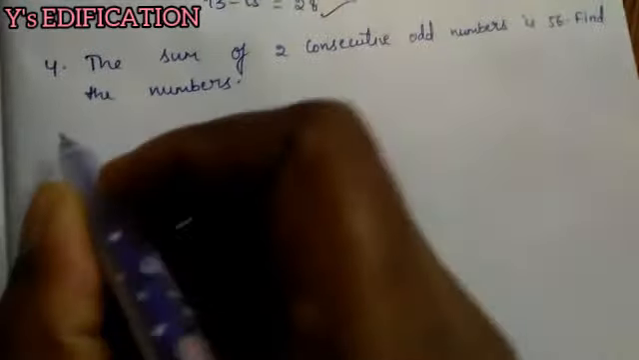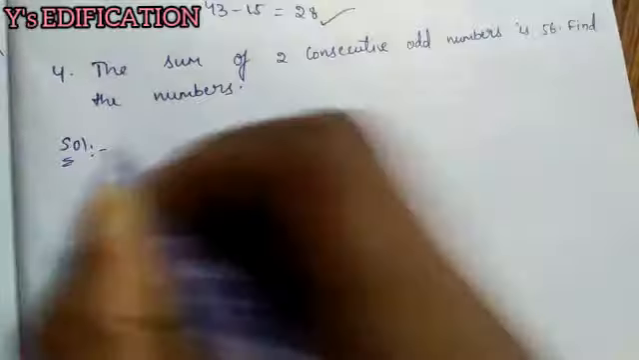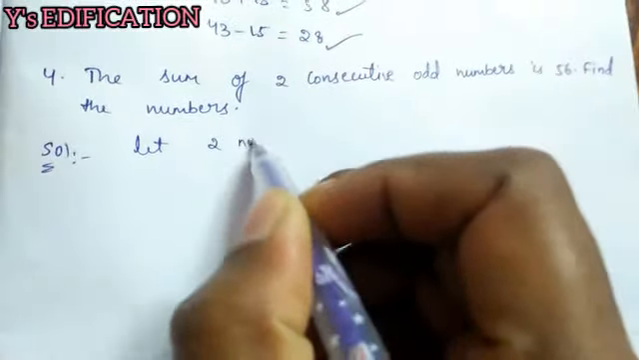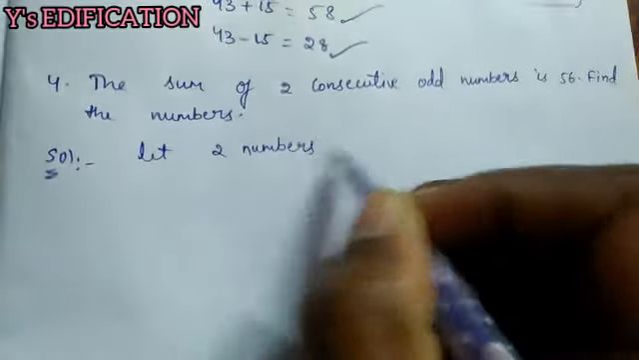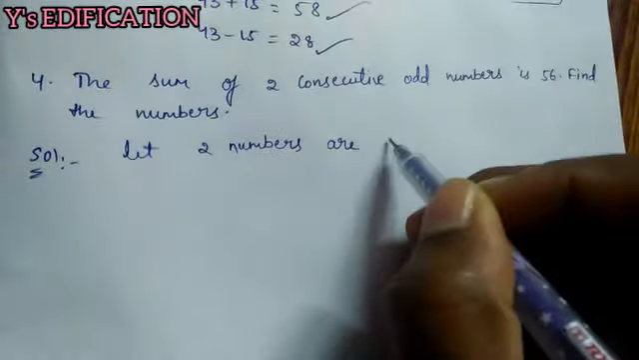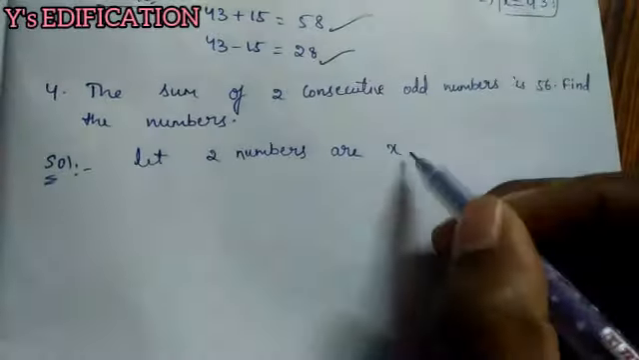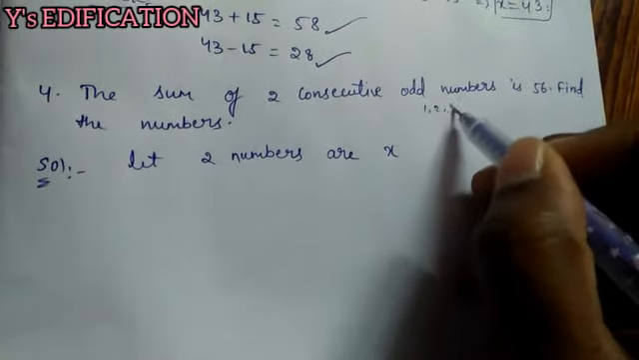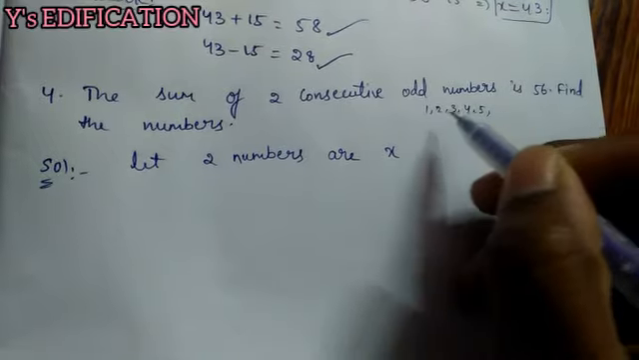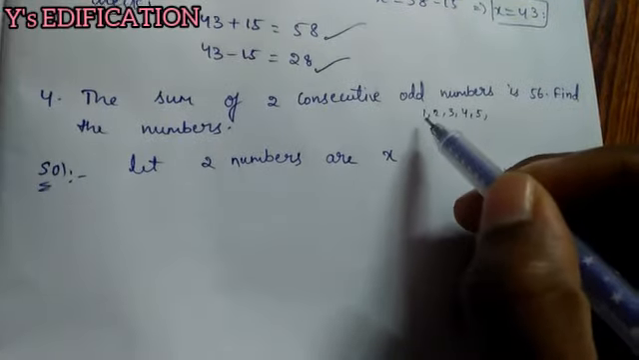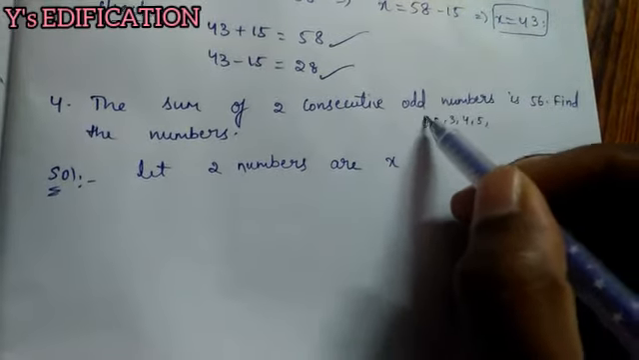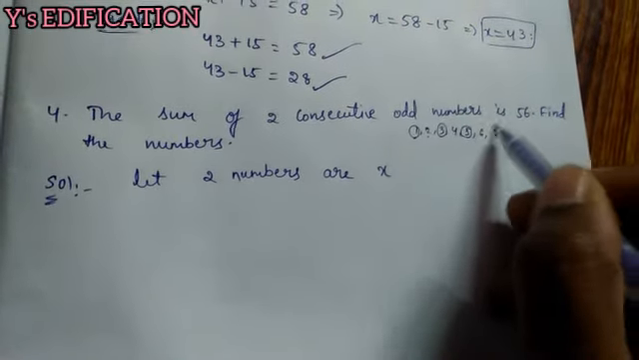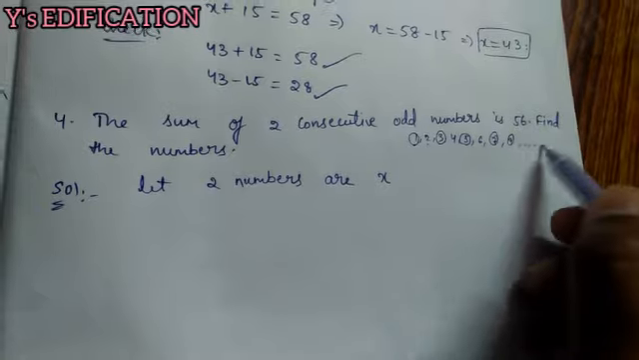So, how can we write this? Let me take two numbers first. Let the two numbers be... They said odd numbers. So, x is one number. Generally, if we take numbers 1, 2, 3, 4, 5 in this way, the odd numbers are 1, 3, 5, 7, 9 and the sequence goes on.